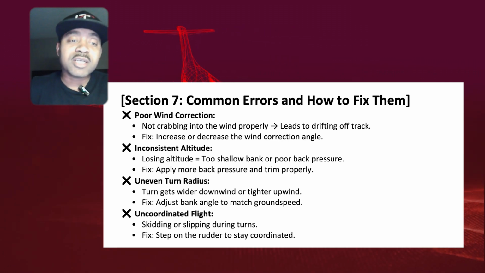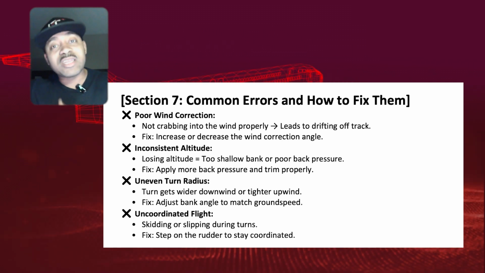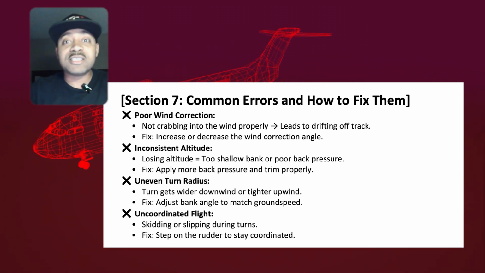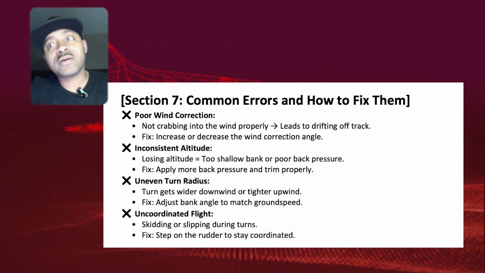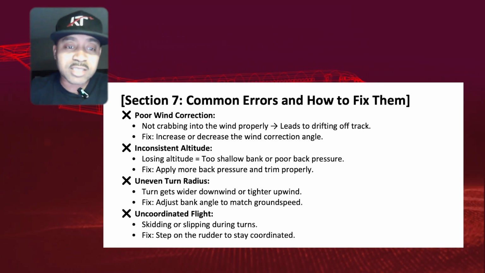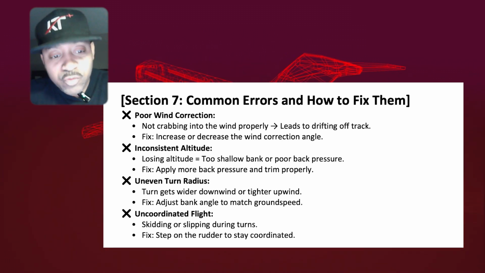Uneven turn radius. Sometimes you might need to get wider downwind or tighter upwind to make sure that you're even as you're flowing through the turns on each of these different maneuvers. And uncoordinated flight. Make sure that as you're going through the turn, you're not slipping or skidding. So you make sure that the ball is centered throughout every single maneuver.